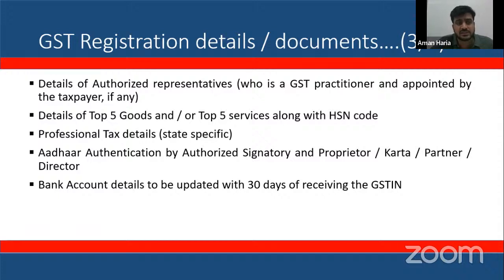The next aspect is that of professional tax details. So again, since the GST registration is state specific, these details will also be state specific. So if you're applying for Maharashtra and in Maharashtra you have a PTC, PTRC number, then you have to mention that. The next aspect that comes is Aadhaar authentication by one authorized signatory and one proprietor, karta, partner or director.